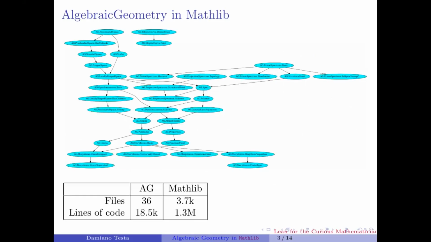These are the files within the algebraic geometry folder. Okay, so I guess there's a couple of things that I want to point out. Yeah. And just quickly, I haven't seen a number of such graphs. Are these graphs also somewhere available, like in the online documentation, or?